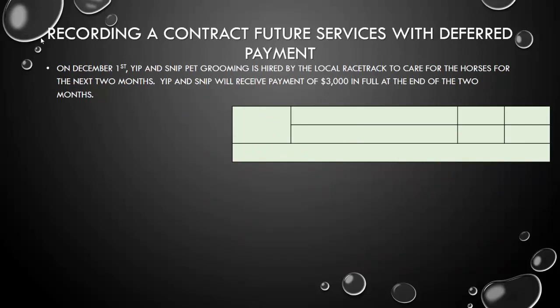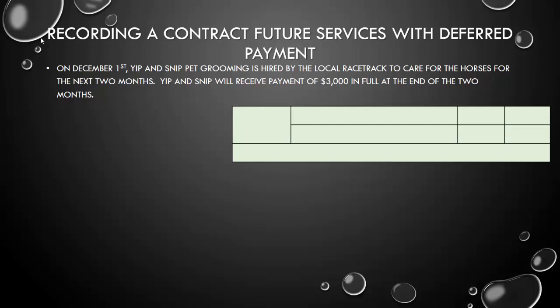Next up, we're going to record a contract for future services, but this time the payment's deferred. What I mean by that is we're going to sign a contract, and we're going to do our work on that contract. And at some point in the future, after we've satisfied a certain amount of performance obligations, we're actually going to get paid for that contract.